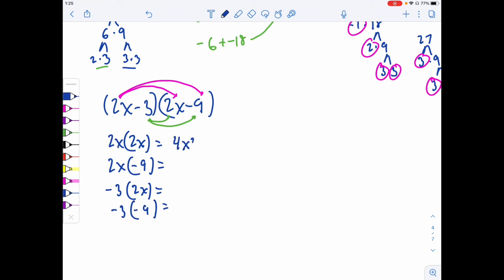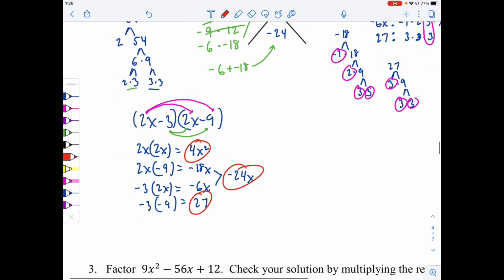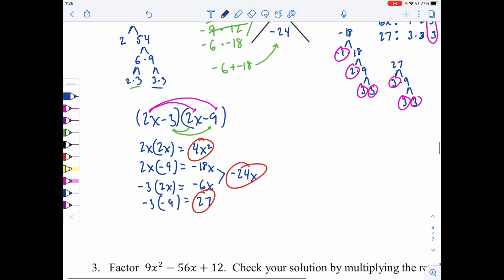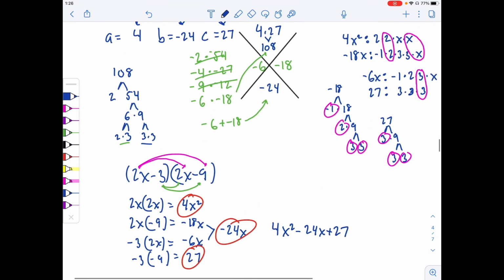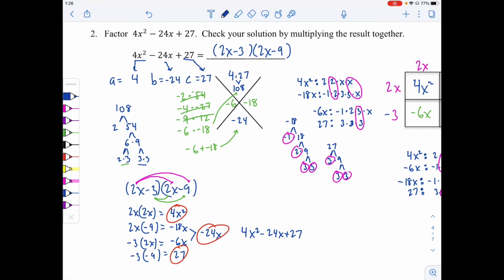So 2 times 2 is 4 with 2 x's. 2 times negative 9, negative 18 with 1x. Negative 3 times 2, negative 6 with 1x. Negative 3 times negative 9, positive 27. Middle terms combined: negative 18 plus negative 6 together is negative 24x. So those are our terms: 4x squared, negative 24x, 27. So we get 4x squared minus 24x plus 27. Is that what we started with? That is correct. So our answer is correct.